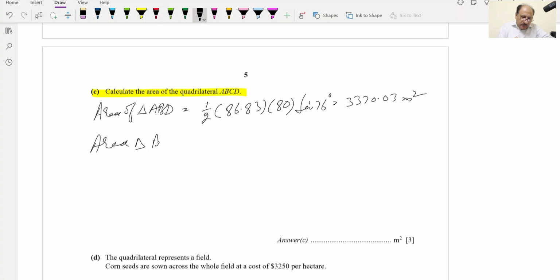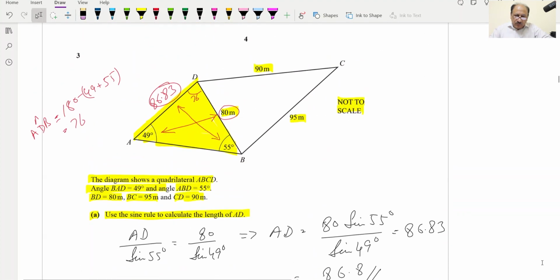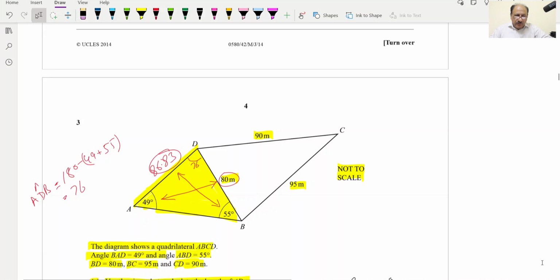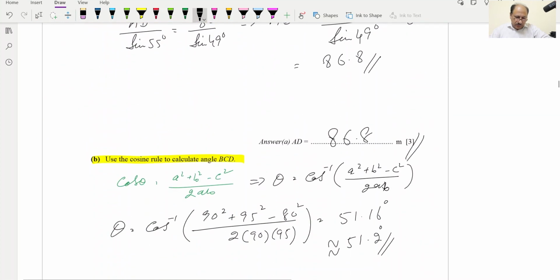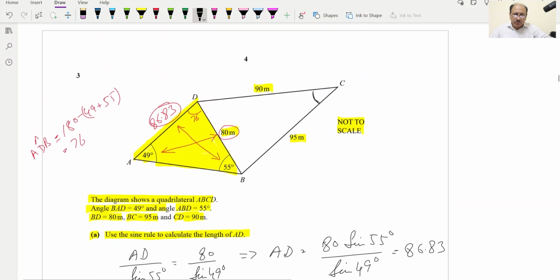And now the area of the other triangle, which is triangle BCD. For BCD we have two sides, but we require this angle. So how can we find this angle? We have already calculated angle DCB in the previous part, which is 51.2, so we can use 51.2 over here.